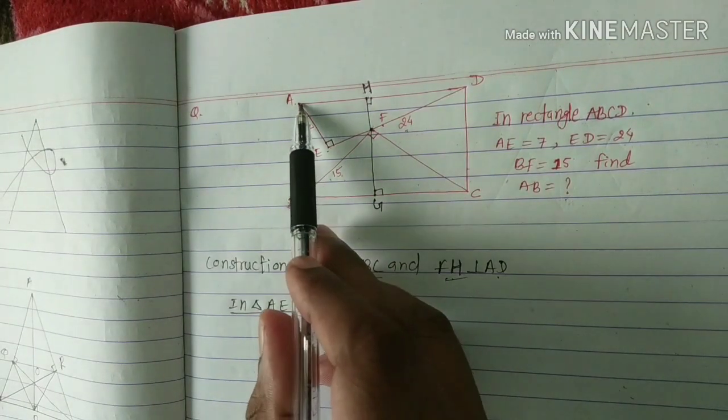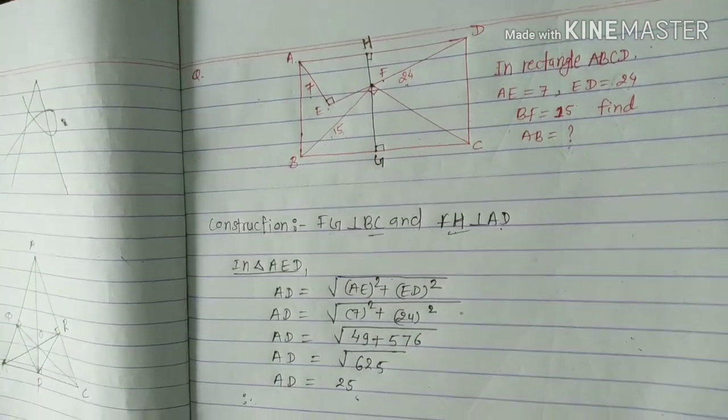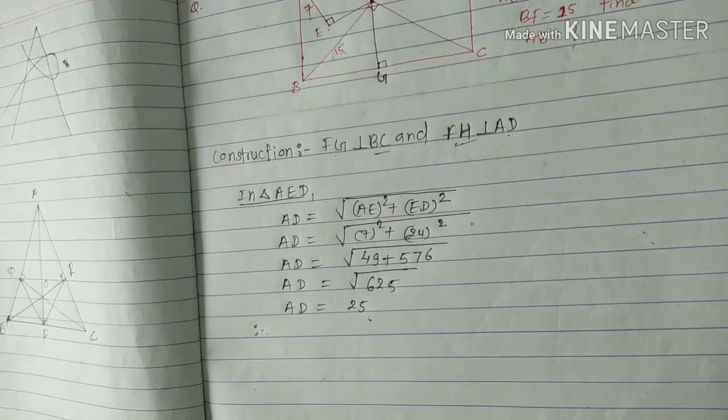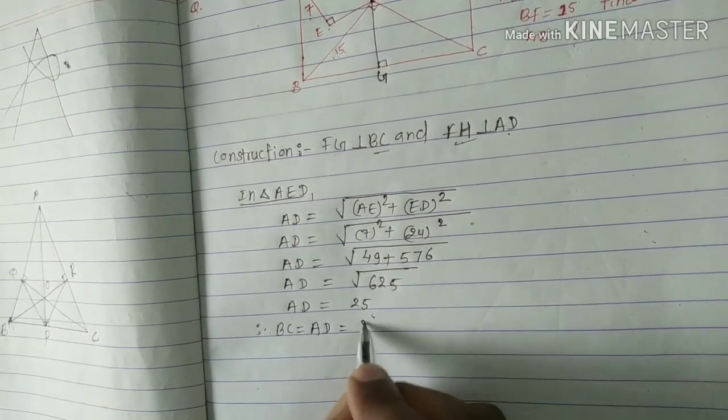If the side AD is 25, then the side BC will also be 25 because the opposite sides of a rectangle are equal. So we have BC equal to AD equal to 25.